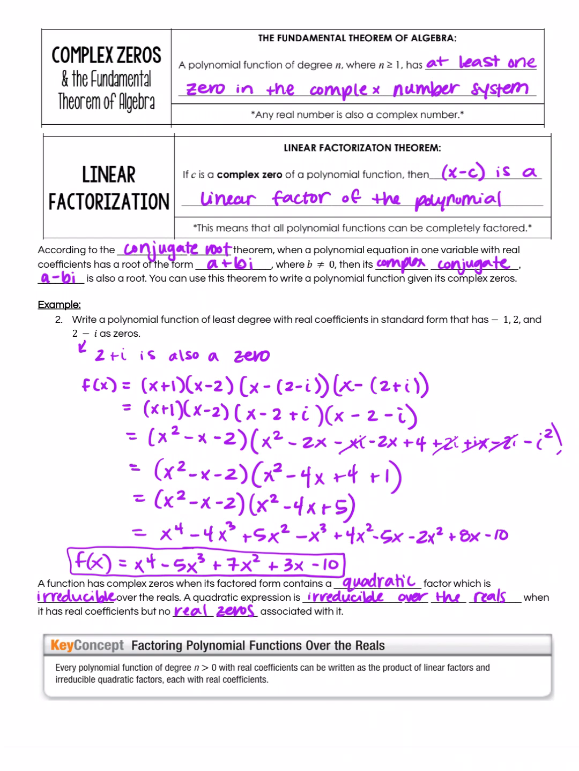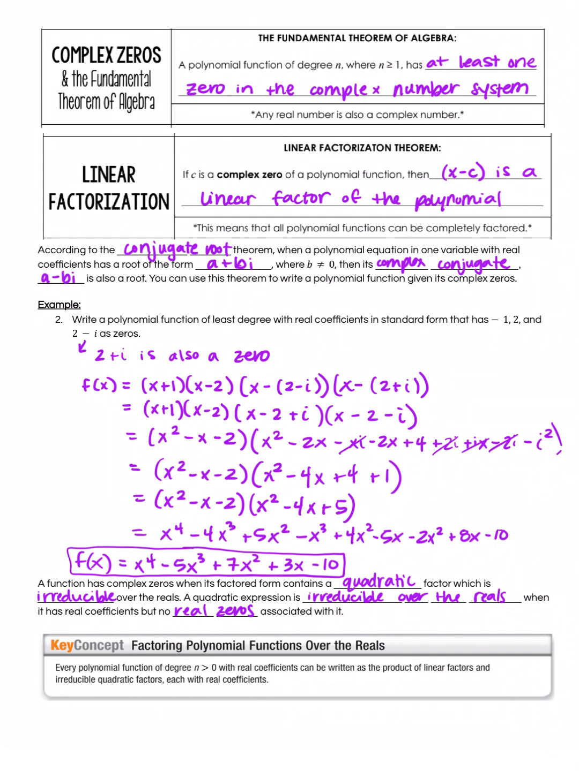So linear factorization is really going to be the idea of being able to factor any polynomial down into factors where the highest degree of the factor is a 1, so in the form of some x minus c. So if c is a complex zero, then x minus c must be a linear factor of that polynomial.